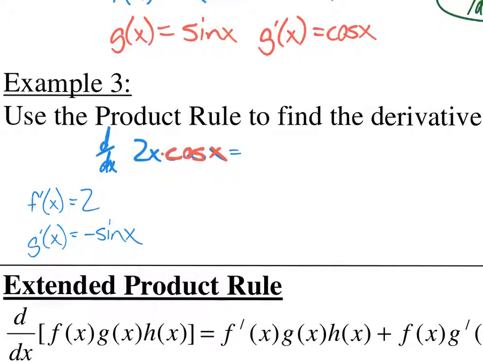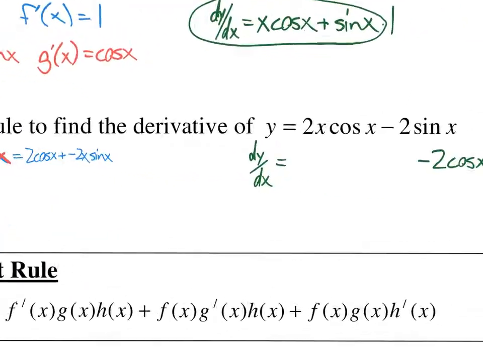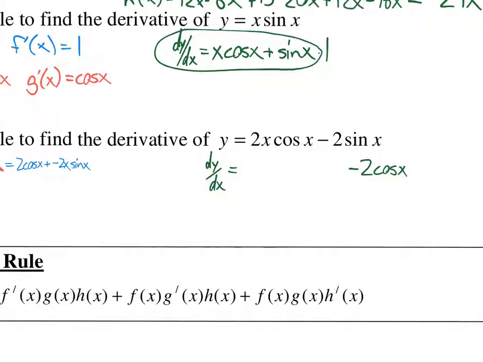So we have g, cosine x, times f prime, which is 2. Then we have f, which is 2x. We're adding here. Times g prime, so that's a negative sine x. So I'm going to put the negative in front here. So now I can come back over here, and I know that it is 2 cosine x minus 2x sine of x.